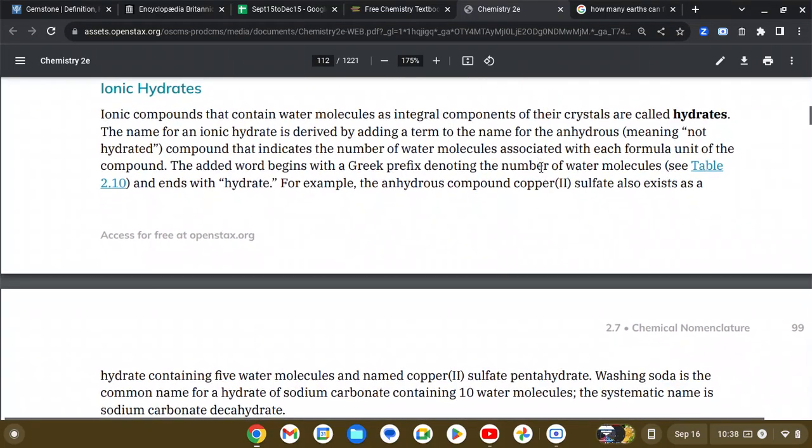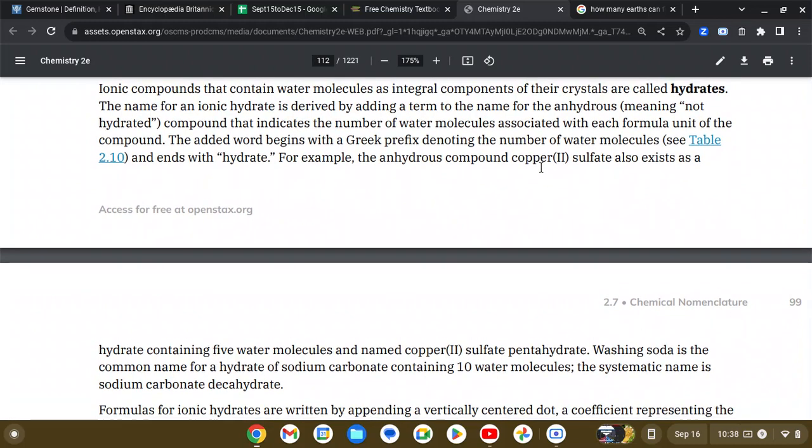Ionic hydrates. Ionic compounds that contain water molecules as integral components of their crystals are called hydrates. The name for an ionic hydrate is derived by adding a term to the name for the anhydrous, meaning not hydrated, compound that indicates the number of water molecules associated with each formula unit of the compound.